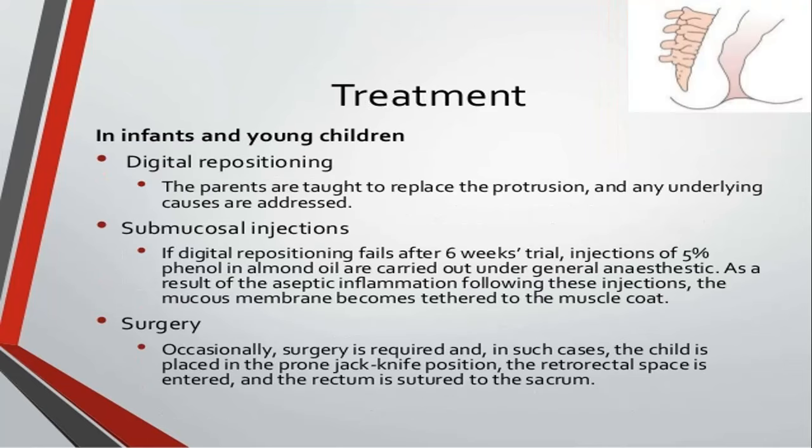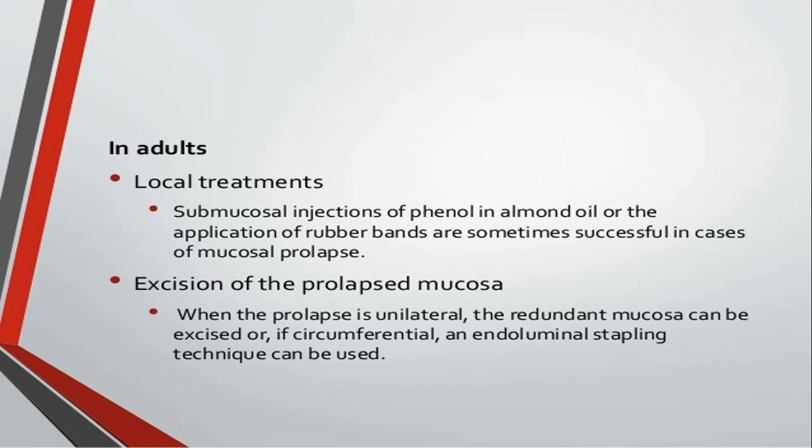Treatment: in an infant or child, you can go for digital repositioning and submucosal injection. After a trial of one month of digital repositioning, you can go for the submucosal injection. Surgery is rarely required. If you are doing it, you can go through the perineal area, putting the child in a prone position, and do a suture rectopexy simply.